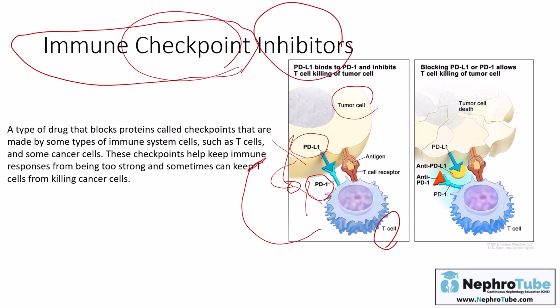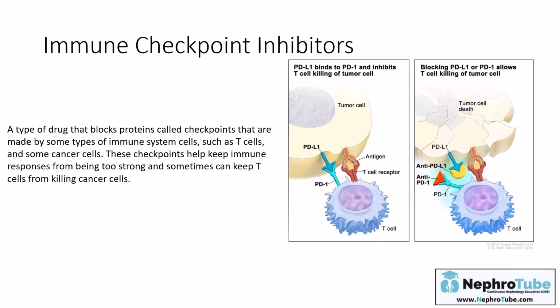The immune checkpoints are PD-L1 and PD-1, and we need inhibitors to block the binding of these checkpoints. So we now have anti-PD-1 that binds to PD-1 and anti-PD-L1 that binds to PD-L1, preventing the binding between PD-L1 and PD-1, so the T cell will attack the tumor cell, destroying it and causing tumor cell death.